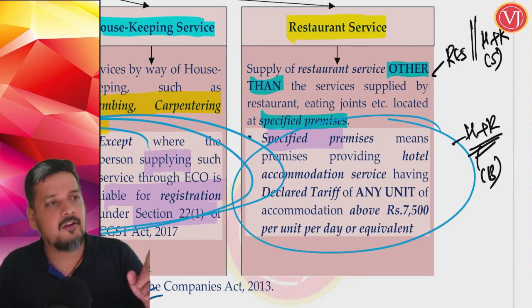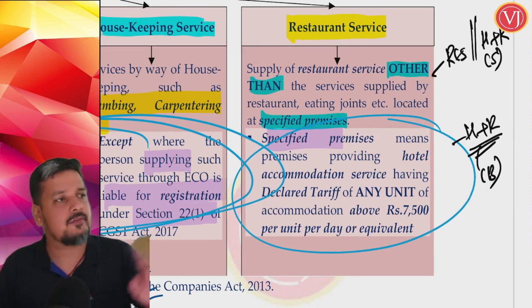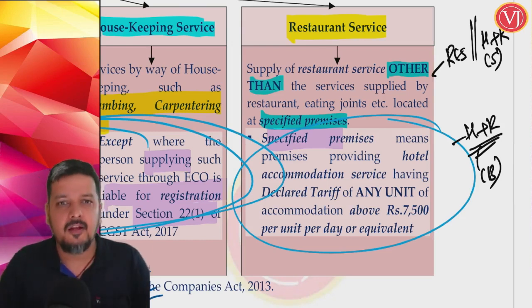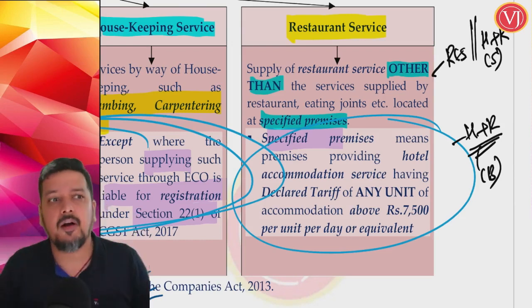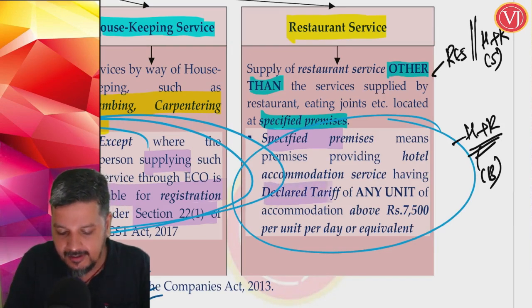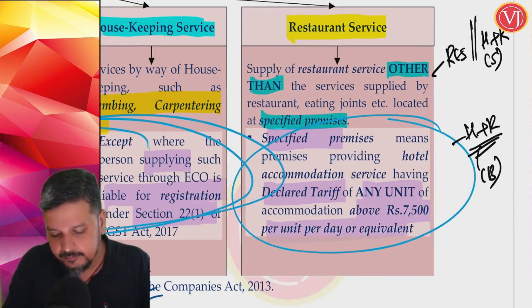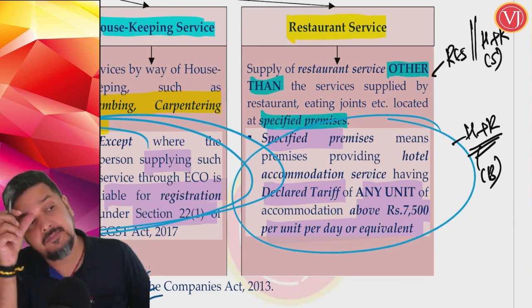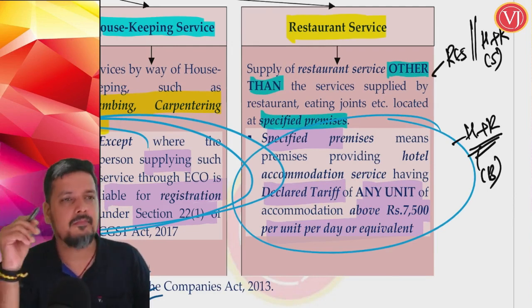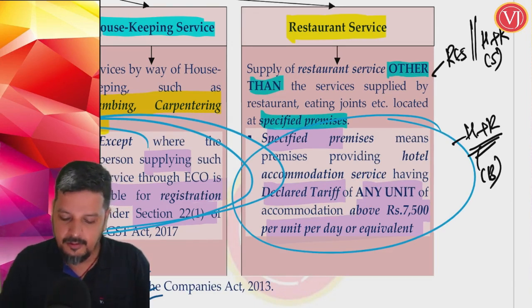So, what is normally covered? If it is only restaurant, 9.5. Hotel and restaurant, but small hotel, 9.5. Hotel and restaurant, big hotel. What is the definition of big hotel? Big hotel means at least there should be one room where the declared tariff value is more than 7,500 per day per room. Per unit means per room. Per day per room.